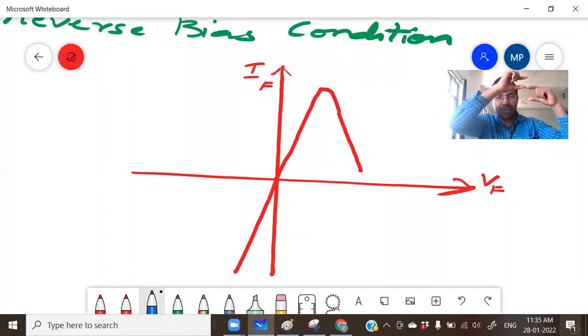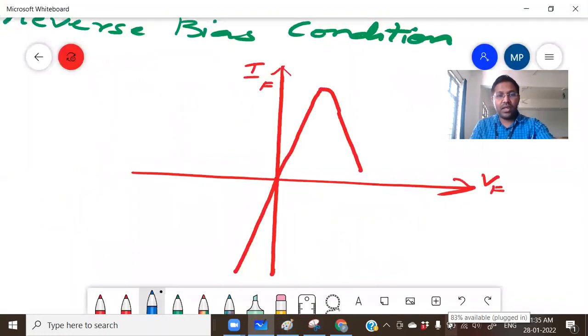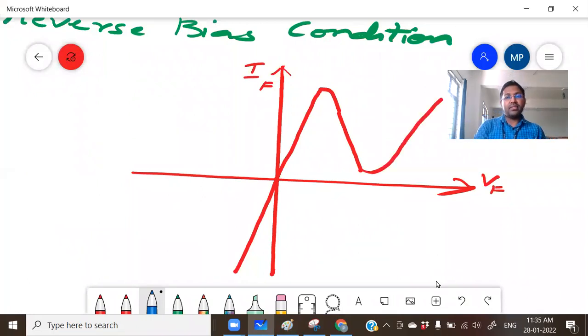Afterwards, the EC and EV on this side will start aligning with the EC and EV on the other side. And then the current will start to flow similar to what happens in an ordinary PN junction diode. So after that, it simply follows the characteristics of an ordinary PN junction diode.